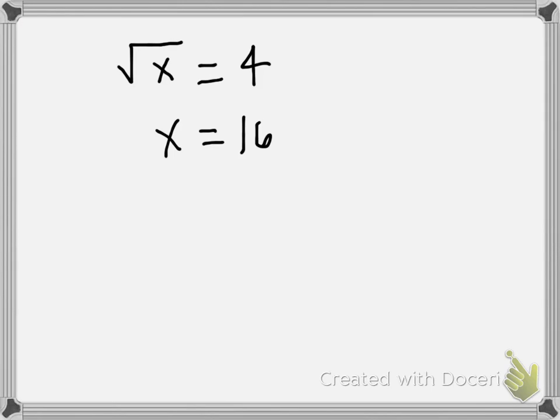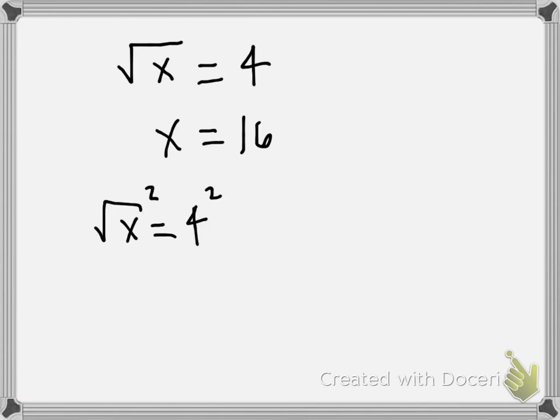Okay, so let's look at this same equation again, and let's see if we can get there with some algebra. So if I have the square root of x equals 4, what I'm going to do first here, if I want to solve this thing without just figuring out the answer, is square both sides of my equation.